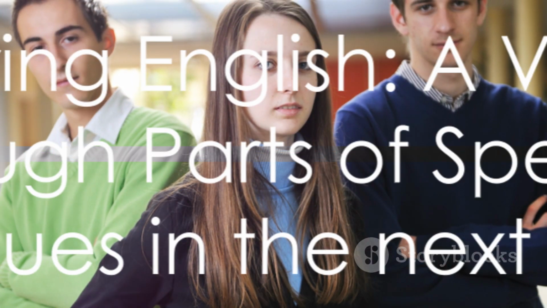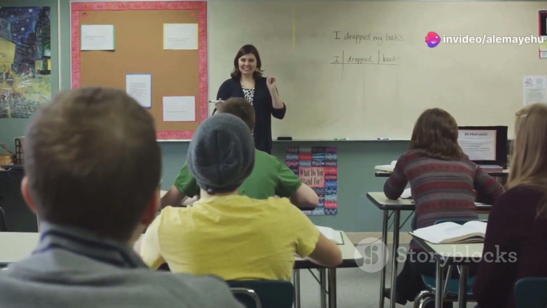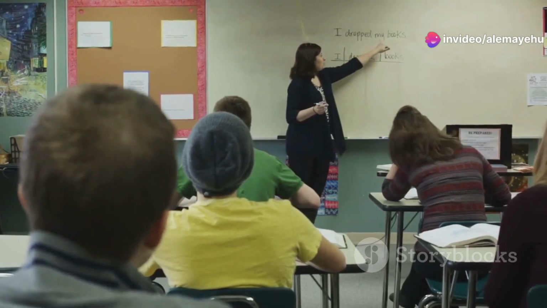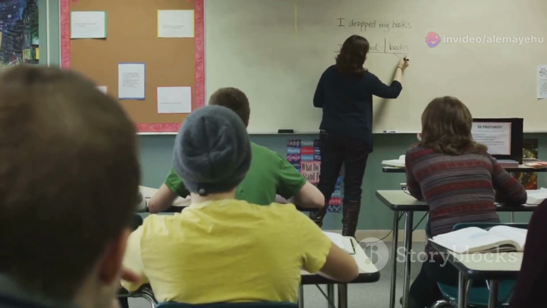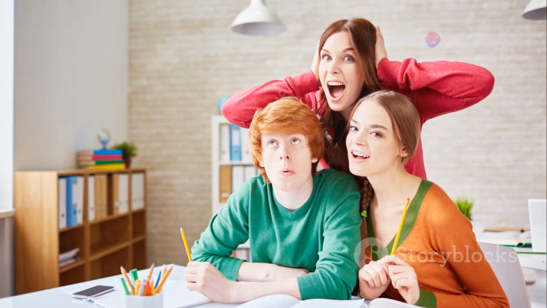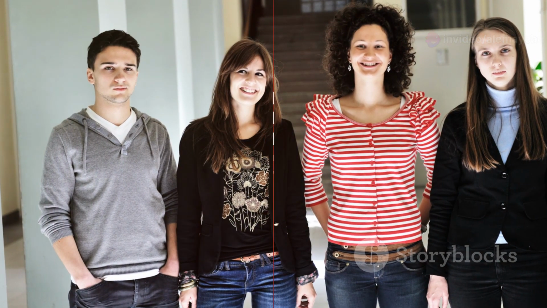In summary, a noun names a person, place, thing, or idea, and a pronoun stands in place of a noun. Understanding these 2 parts of speech is a key step in mastering English. So remember, every person, place, thing, or idea you talk about is likely a noun. And if you're not repeating those nouns over and over, you're probably using pronouns. In our next scene, we'll continue our journey through the parts of speech, so stay tuned.